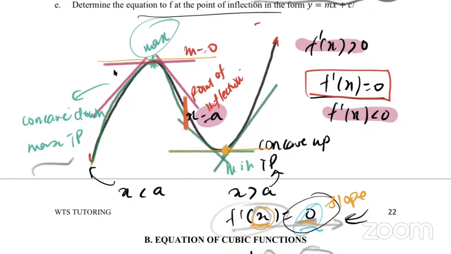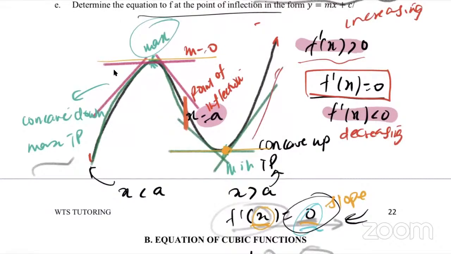So f prime of x greater than 0, they're looking for where the function is increasing. F prime of x less than 0, they're looking for where the function is decreasing. So where is it actually? F prime of x greater than 0 will be here, and also here. Here we have f prime of x positive, and here we have f prime of x positive.